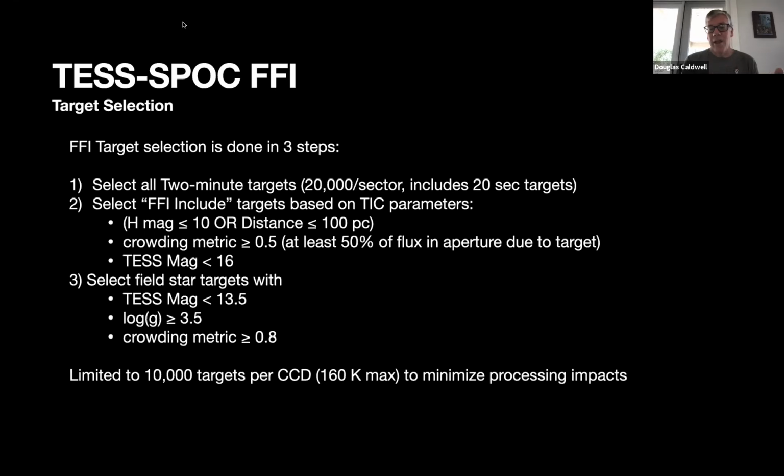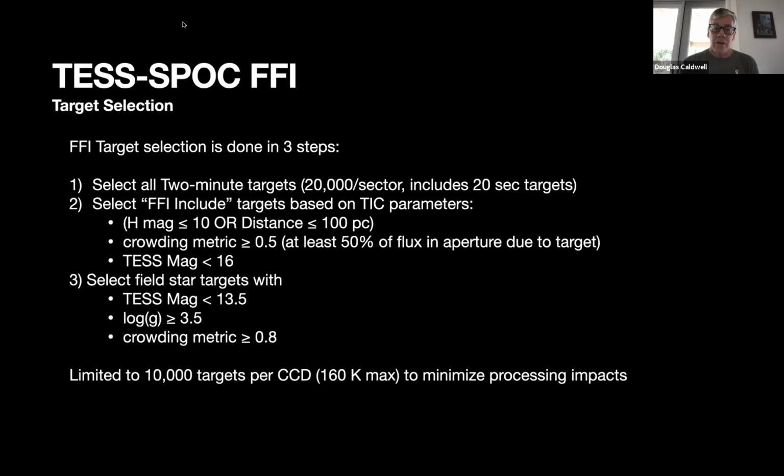So we set that as a limit going in, and the way we choose targets to cut out is we first pick all the 2-minute targets, which is about 20,000 per sector, and that now includes all the 20-second targets, which are also 2-minute targets. And then we go through a set of targets where we specifically look for these, and there's a couple criteria that we use. One is they're bright infrared, so HMAG less than or equal to 10, or they're nearby, so the distance less than 100 parsecs.